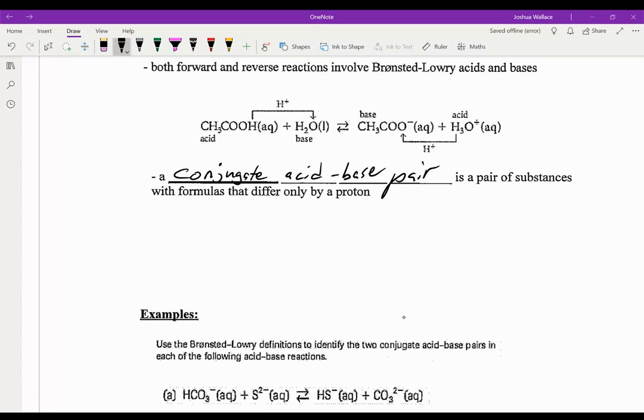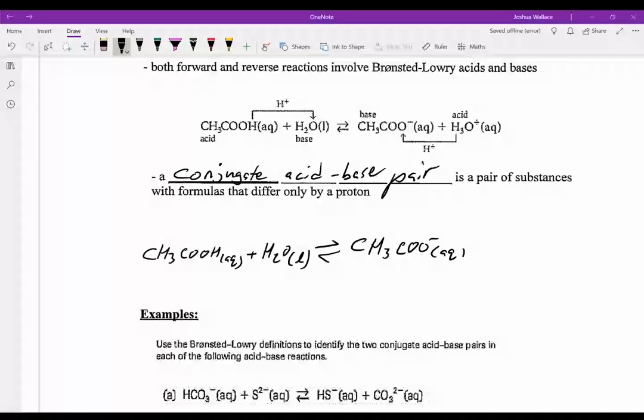So when we rewrite this reaction out, we have CH3COOH aqueous reacting with H2O, which is a liquid, at equilibrium to produce CH3COO minus aqueous plus H3O plus, which is aqueous. And we know that this is our acid. We know that H2O is our base. And we said this was the other base, and this is the other acid.